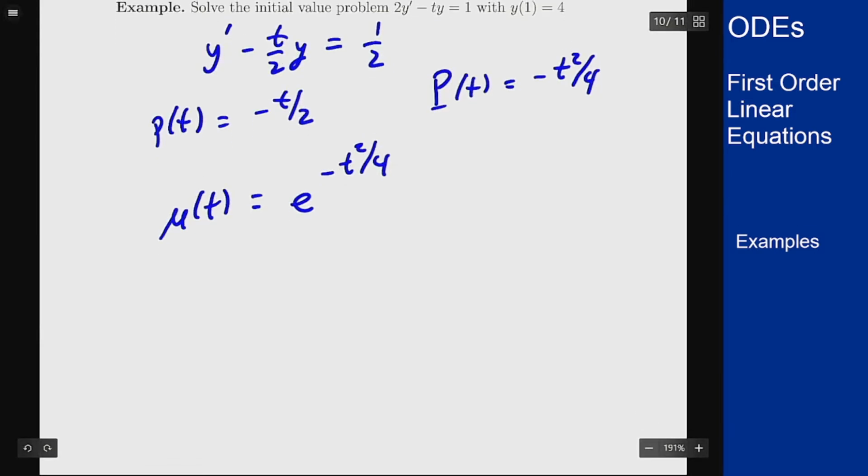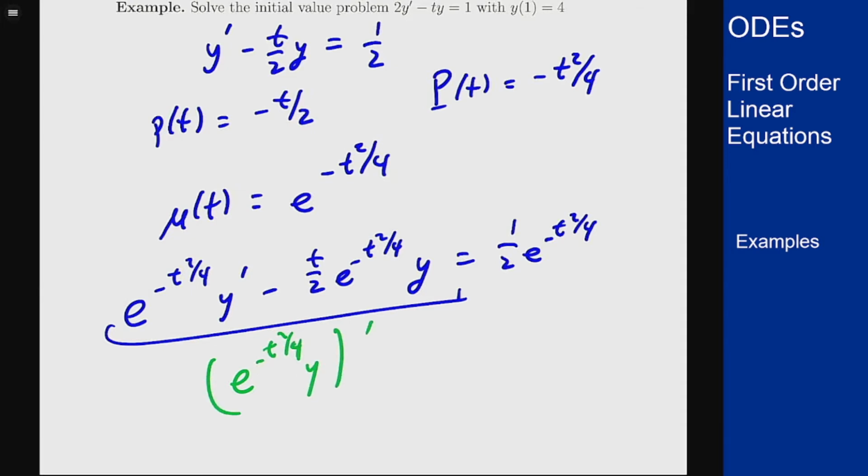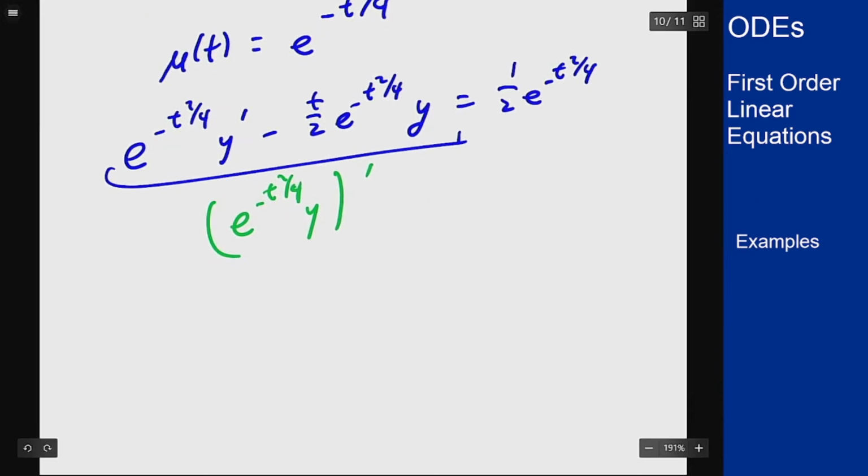So we end up with e to the minus t squared over 4 times y prime minus t over 2 e to the minus t squared over 4 y equals 1/2 e to the minus t squared over 4. This side is, as expected, e to the minus t squared over 4 y prime. So now we just integrate both sides. And on the left, we're going to get e to the minus t squared over 4 times y.